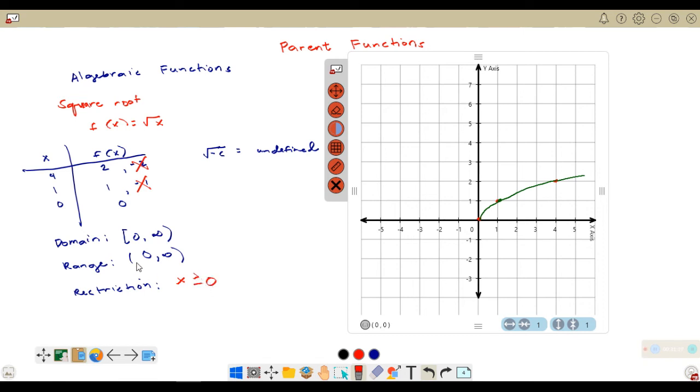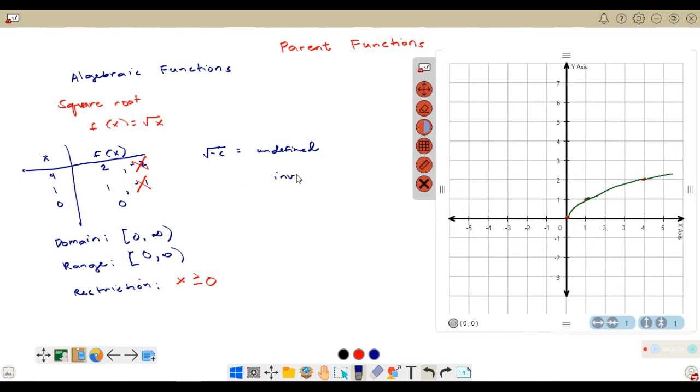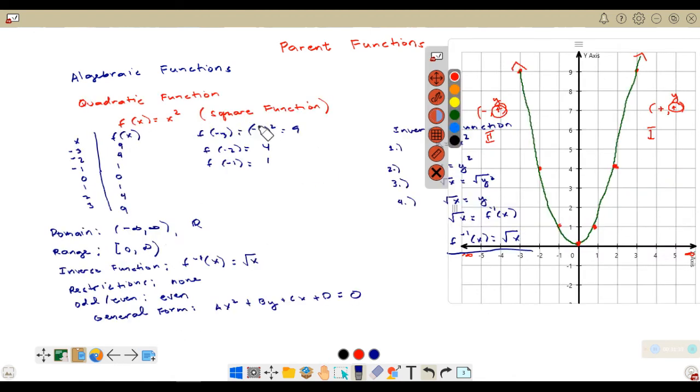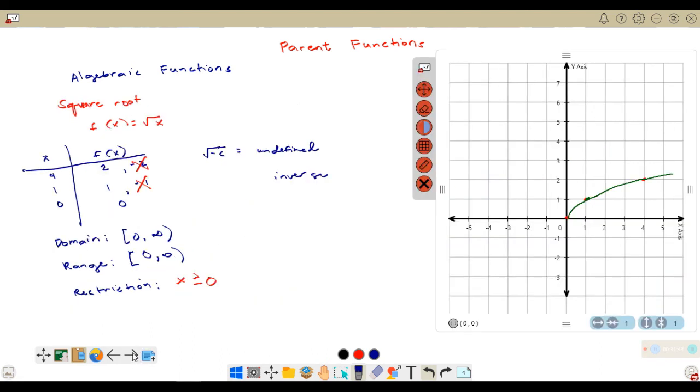And for the range, your output should be limited to 0 to the positive infinity. Okay? Now, what will be the inverse function? Though na-compute na natin siya kanina, hanapin pa rin natin yung inverse niya. Paano natin na-compute kanina? Di ba dun sa quadratic function natin, dun sa square function natin, we found out that the inverse is square root of x. So, ang inverse naman ni square root function will be the square function.